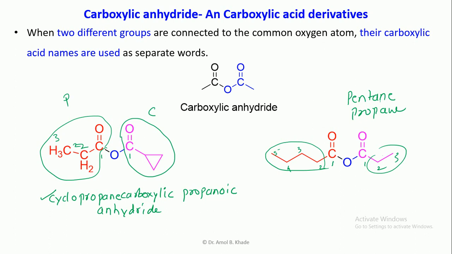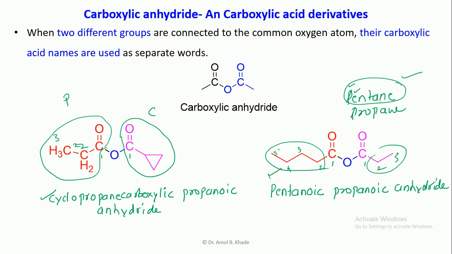Obviously you have to see the alphabetical order. After P, here also there is a P, here also there is a P, then go for the next letter, it is E, and here it is R. So obviously this will be prioritized while writing the name of this compound. So how can you write? It is pentanoic, then it is propanoic, and then it is anhydride. So that is the correct name for this particular structure.